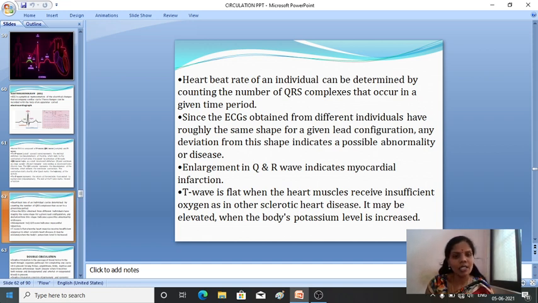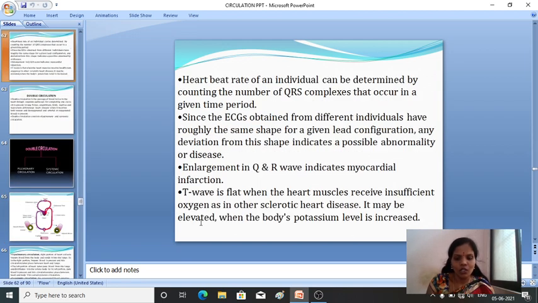Then next comes the enlargement in Q and R wave. It indicates myocardial infarction. Myocardial infarction is mainly the blockage of blood flow to the heart muscles. Then the T wave is flat when the heart muscles receive insufficient oxygen, as in atherosclerotic heart disease. It may be seen elevated when the body's potassium level is increased.